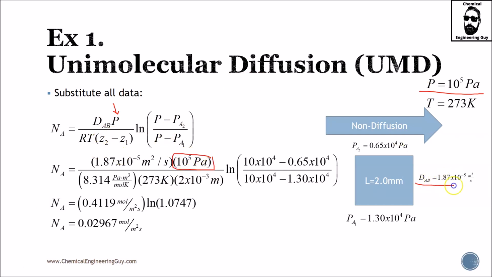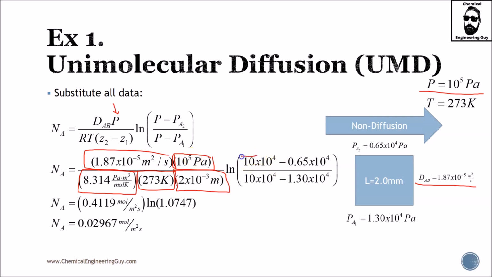Diffusivity is given in our convenient units. That's great. The R is a constant which can be found anywhere. Temperature is given, 273 Kelvin. The length, or the difference in the path distance, is 2 times 10 to the minus 3. And this is very interesting right here. Maybe you think I got something wrong, but no, 10 times 10 to the 4 is actually this value, 1 times 10 to the 5th.